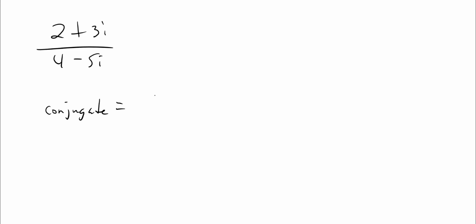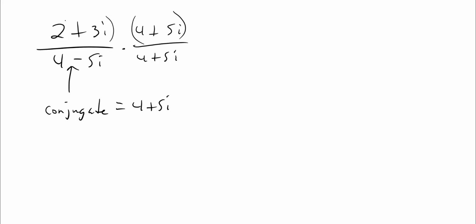All right, so if I gave you (2 + 3i) over (4 - 5i). Okay, so the conjugate is 4 + 5i. Super easy. Just change that sign. It's always the denominator. So you're going to multiply this by (4 + 5i) over (4 + 5i).